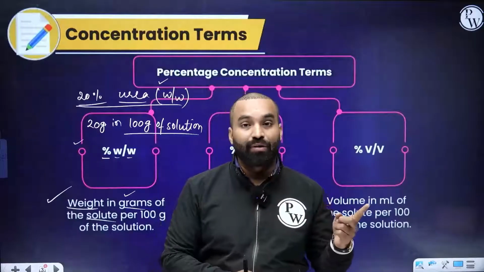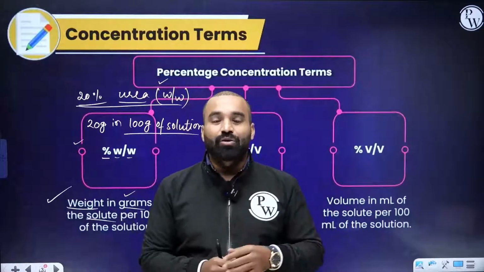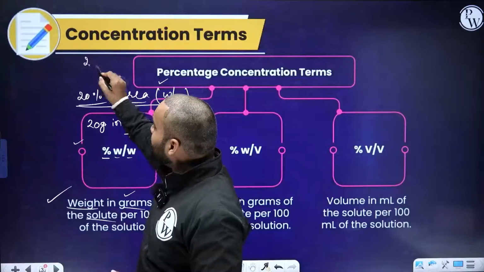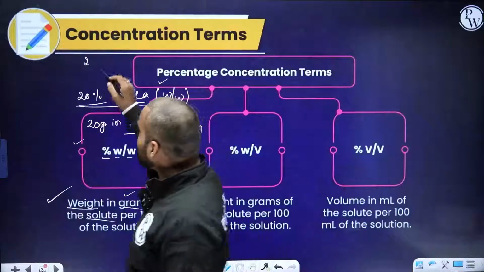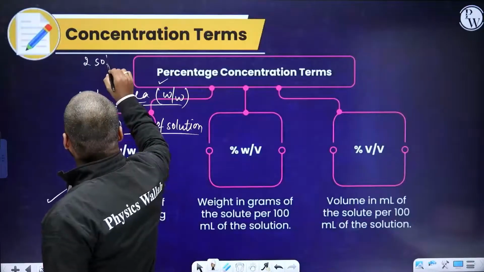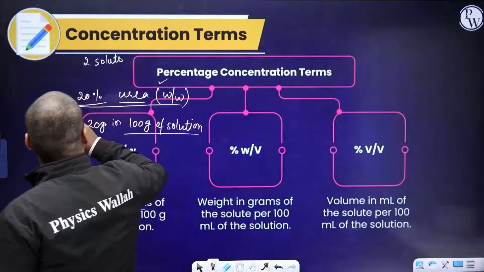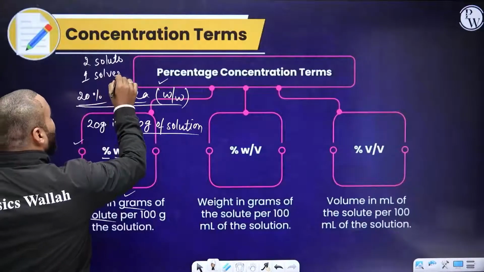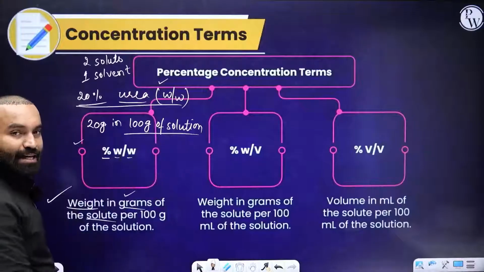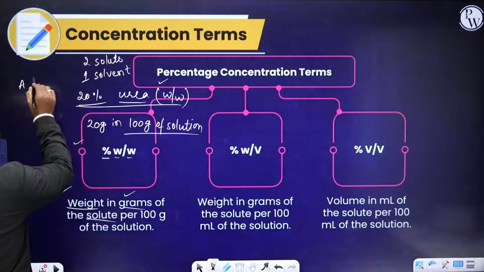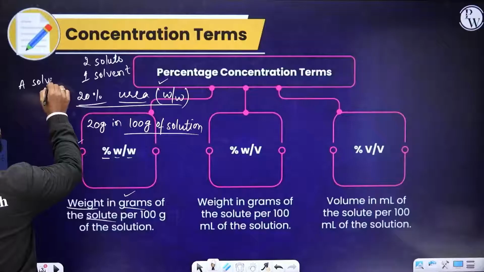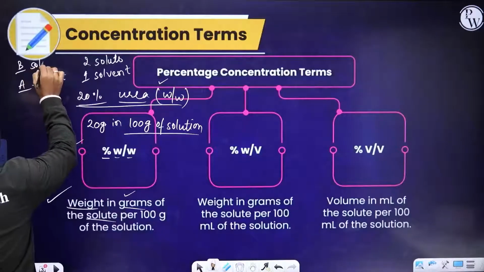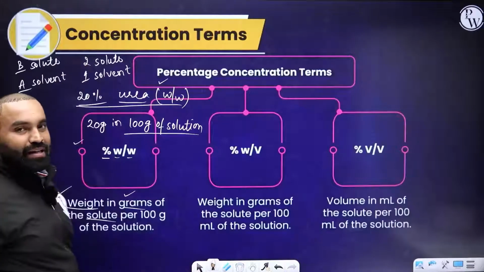One is called solute. The other one is called a solvent. Solute is generally represented by 2. What is 2? A numeric. And solvent is generally represented by, it's not a hard and fast rule, 1. Or in some standard books, you would see that solvent is also represented by symbol A, and solute is represented by symbol B or the letter B.